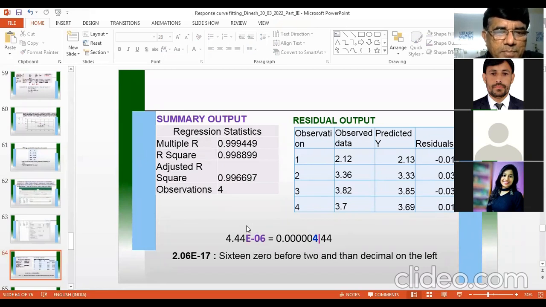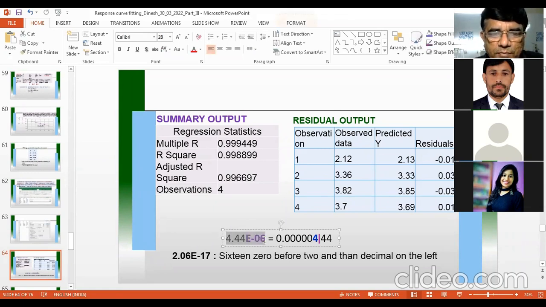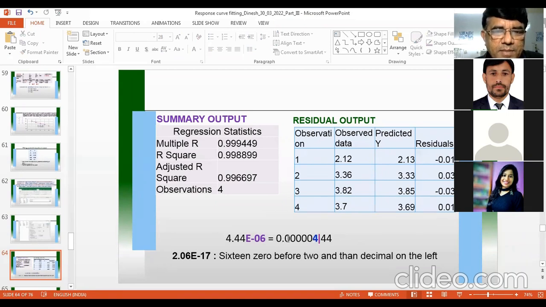4.44E-06. What does it mean? That means that the decimal place has to move 6 places to the left. That is the meaning of this. If you convert it into values, it will be like this, 0.000004. So the decimal point has moved 6 places.